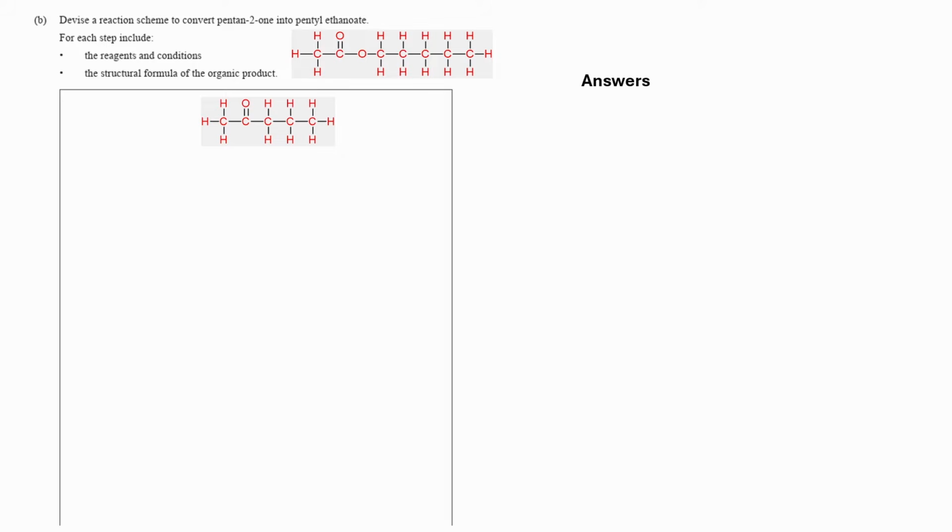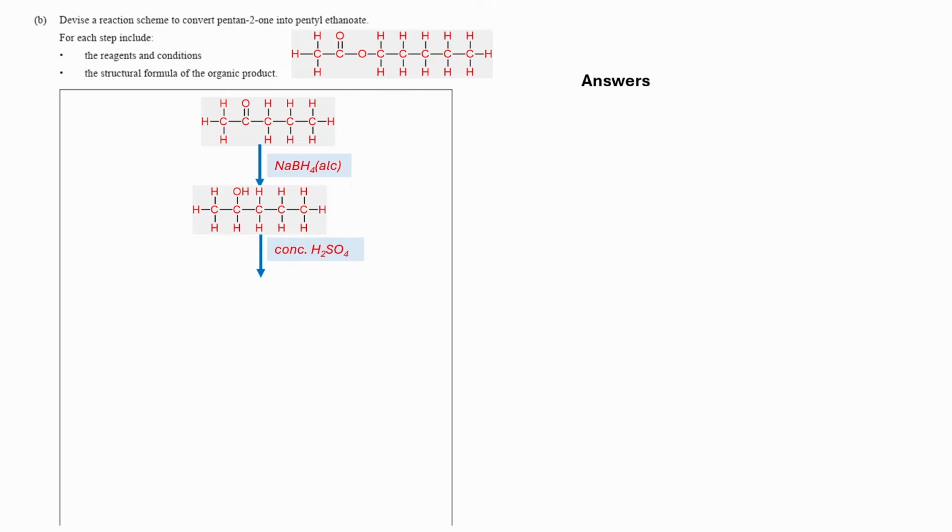So first step is to reduce this by adding sodium borohydride. Okay, and then once we've reduced this, we've turned it into the alcohol, pentan-2-ol. So this is cool. So now what we want to do is turn this alcohol into an alkene, okay? But we want the double bond on the left-hand side. So in order to turn an alcohol into an alkene, we need to add concentrated sulfuric acid.